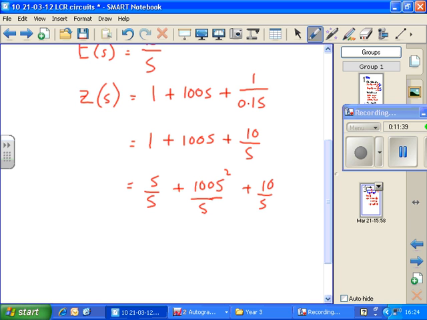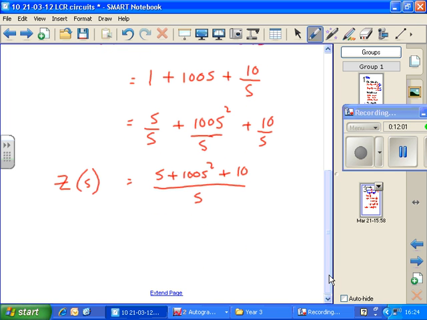And there's a reason for doing that. Because they're all over s, I can just write them all over s. Plus 100s squared plus 10 all over s. And that is a convenient way to write the total impedance in s space. We could have done that before when we had problems where we were trying to combine things, but now it's actually quite handy to do it that way. That's not to say we don't need to do that. We could have solved this without, but it makes life a lot easier.